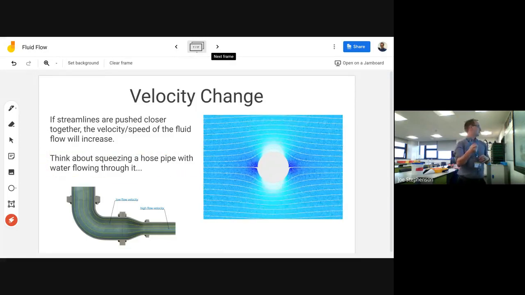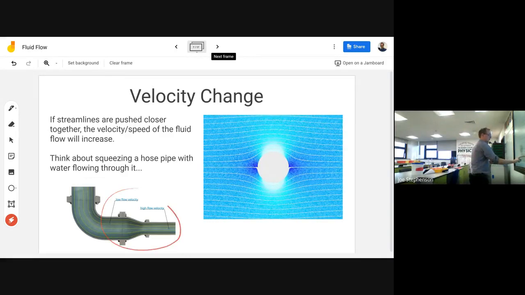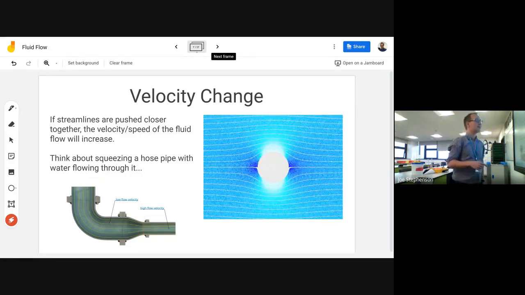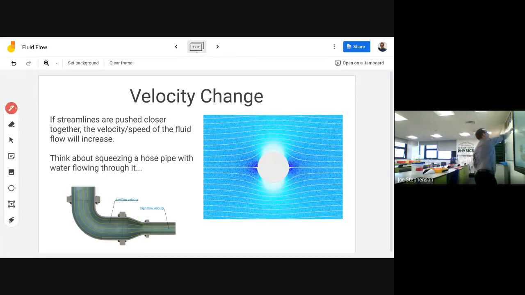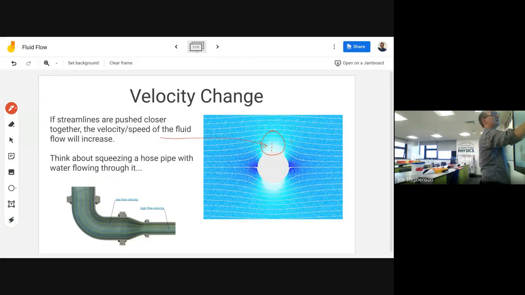If you squeeze a hose pipe with water flowing through it, the water will come out at a higher velocity. So think about this here. We've got low velocity flow here, and it's going to high velocity flow here. In this section, the streamlines are being pushed close together. In terms of this animation, in this region, the spacing between these streamlines, especially here, has been pushed together. So in that section, the velocity will increase in comparison to here, where there's no change.